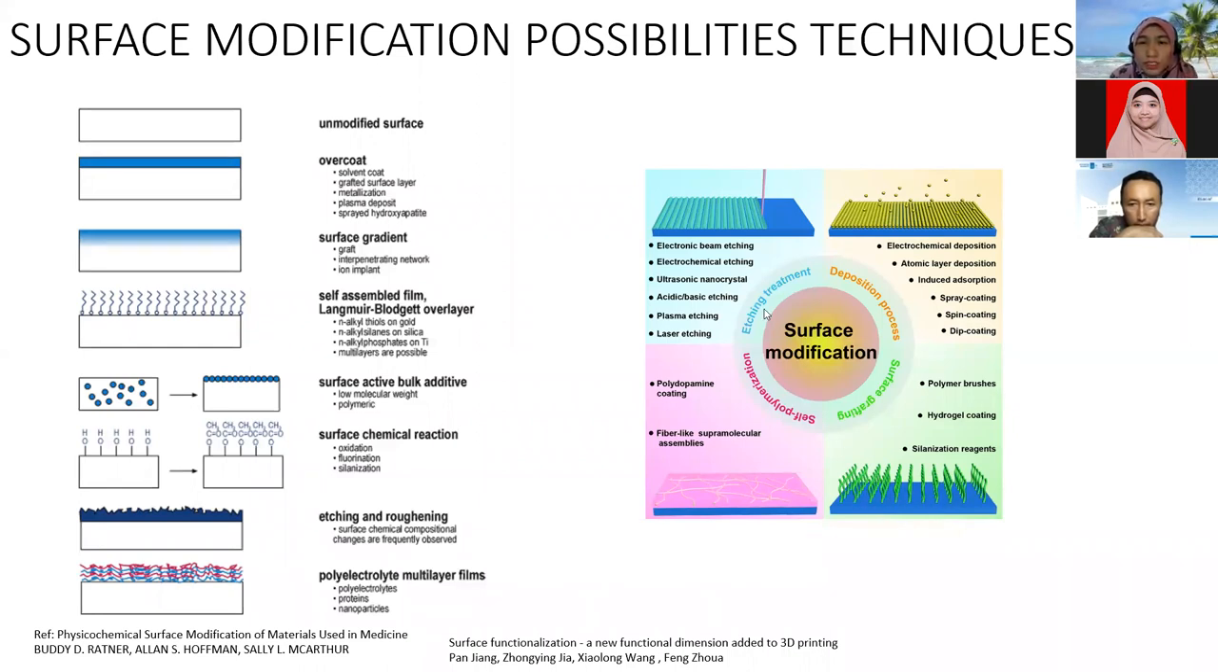Okay, so this is etching treatment, electron beam etching, electrochemical etching, this is deposition process based on electrochemical deposition, and so on.